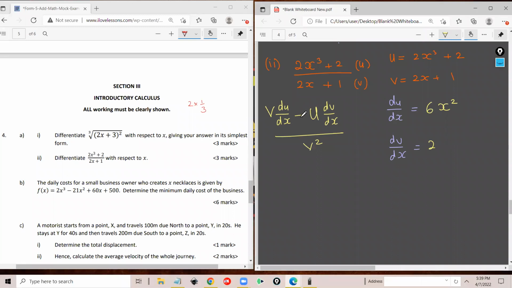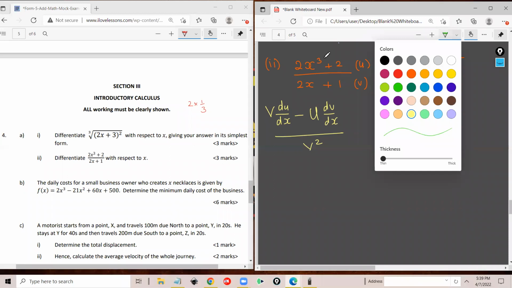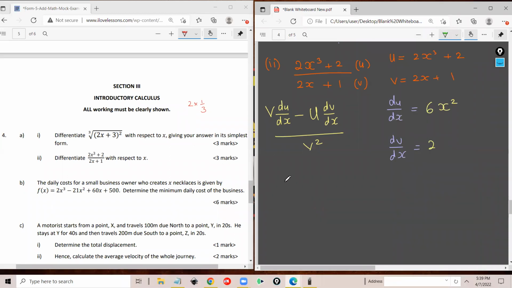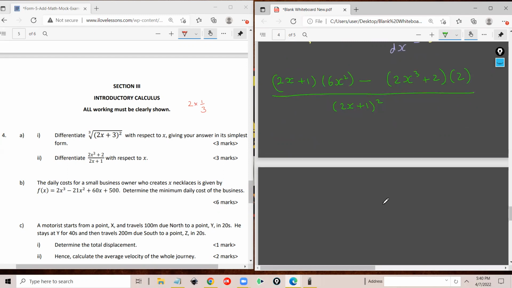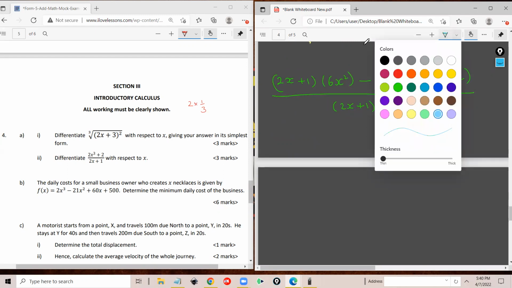And all we have to do now is just throw it into the formula. I'm not too sure how messy this is going to look. Right? V is 2x plus 1. Du dx is 6x squared minus, for u is 2x cubed plus 2, and dv dx is 2. And this whole thing is just divided by v squared. So I guess from this point, we just try our best to simplify it for the examiner, right? I'm not too sure how much simpler it's going to get.